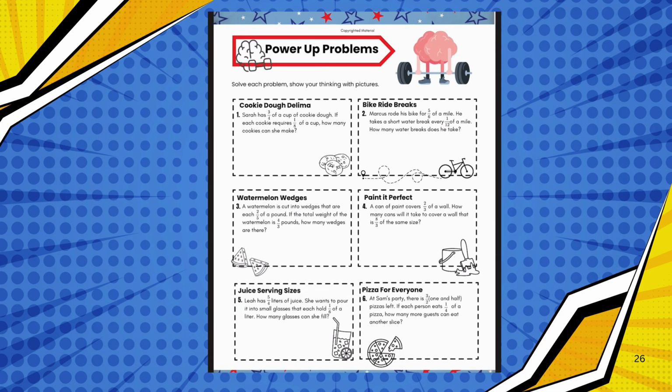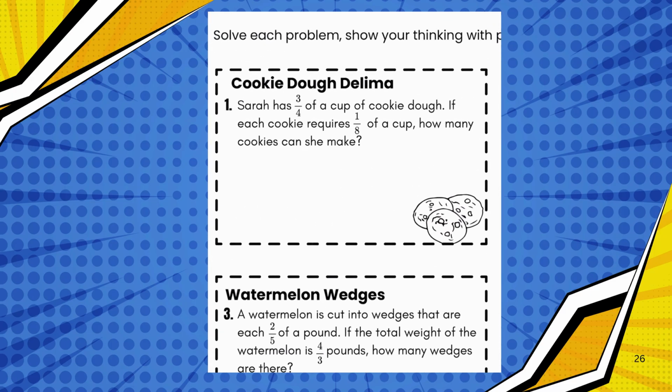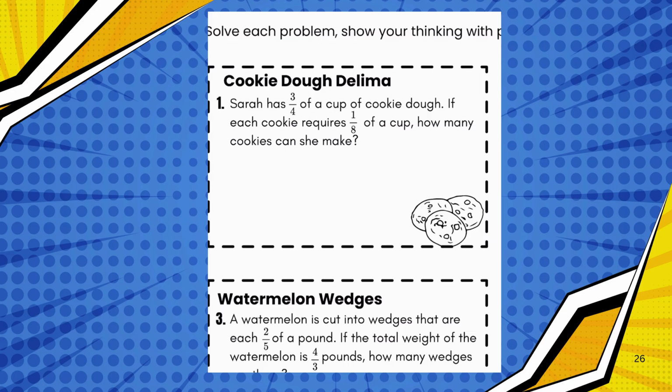All right, let's look at some real world problems or some word problems to help us see what this looks like in application. So let's look at the cookie dough dilemma. If Sarah has 3/4 a cup of cookie dough left and each cookie requires 1/8 of a cup, how many cookies does she make? Okay, so as we're reading through word problems, we always want to start with what we know and make sense of that.